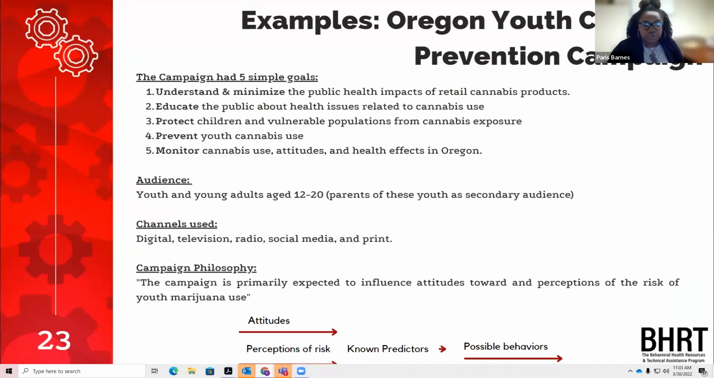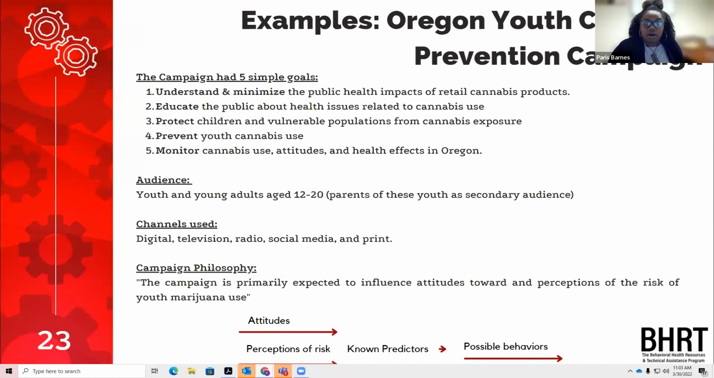So this campaign was short, simple, and sweet with 5 simple steps for goals that they wanted to accomplish during that campaign. So understanding and minimizing, education, protect, prevent, and monitor. All in all, they wanted to educate their population about the uses related to cannabis use. They wanted to protect children and vulnerable populations from exposure in the first place. They wanted to prevent cannabis use for youth, and then they wanted to monitor the use, attitude, and health behaviors in Oregon if someone decided to use.